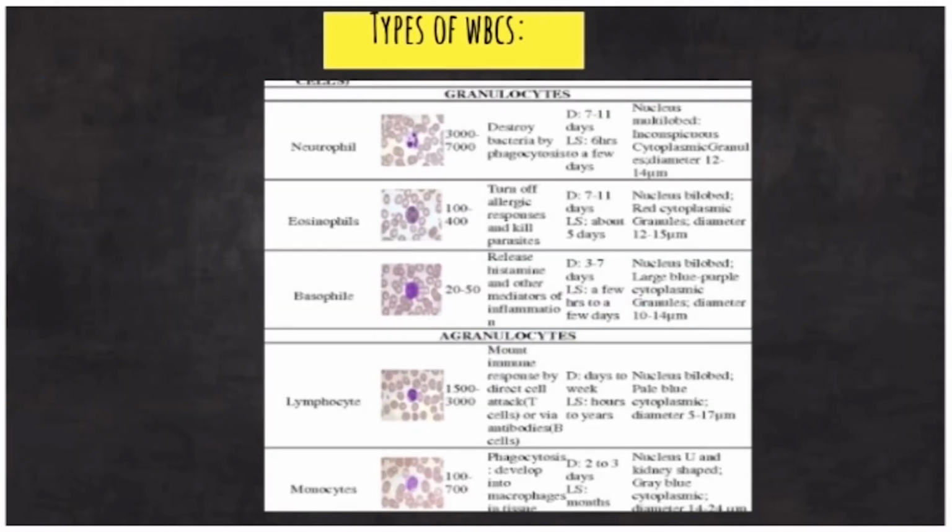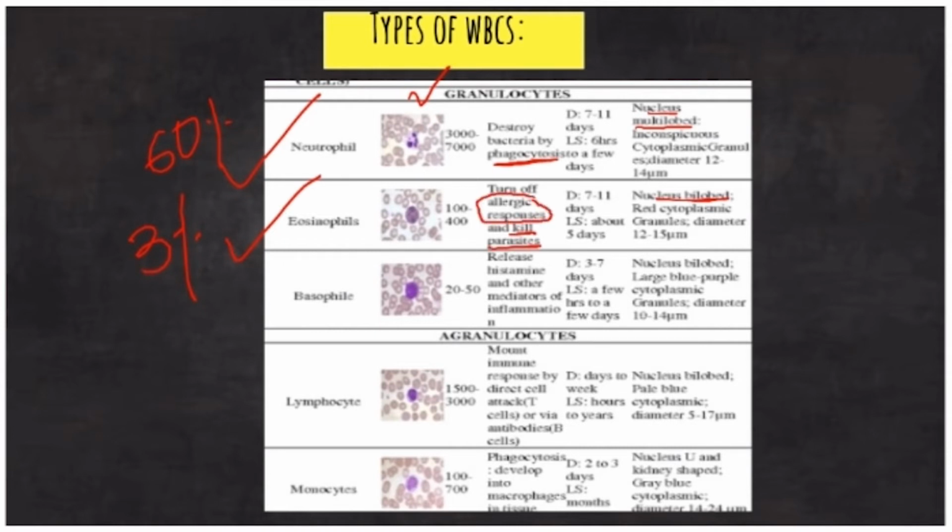Types of WBCs. The first are granulocytes. The first granulocyte is the neutrophil, which comprises 60% of the total WBCs. It has a multilobed nucleus and it destroys bacteria by the process of phagocytosis. The second granulocyte is the eosinophil, which comprises 3% of the total WBC. It has a bilobed nucleus and it helps in the killing of parasitic worms and controlling the allergic responses shown in the body. The third granulocyte is the basophil, which comprises 1% of the total WBCs present.